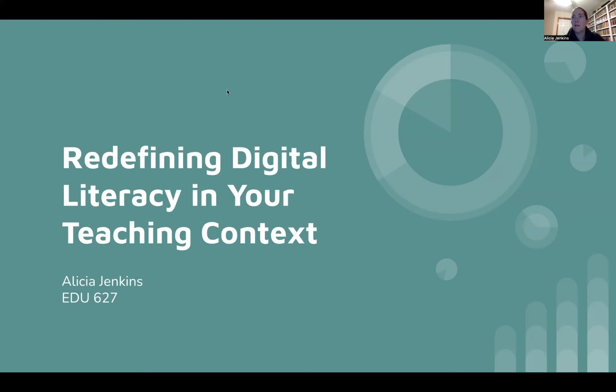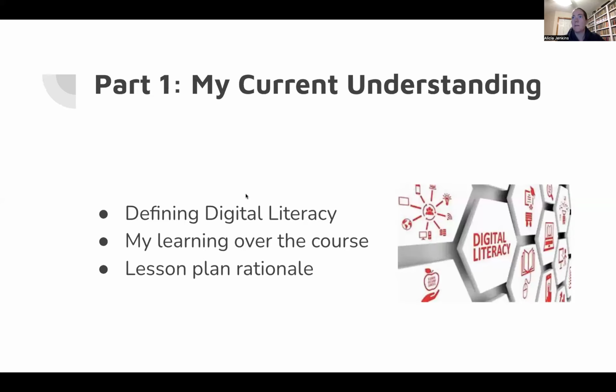So the very first part in the written piece was really about my current understanding of digital literacy. One of the things that I've struggled with all along is trying to concisely define digital literacy. So for me, it's a little easier to think about the skills that our students need if they are digitally literate. And so in that first part, I outline what those skills are.